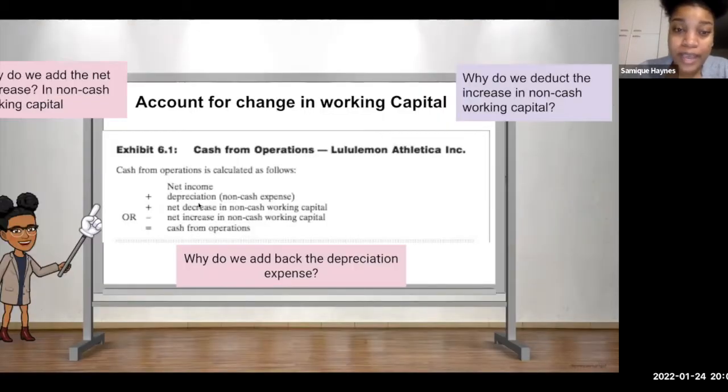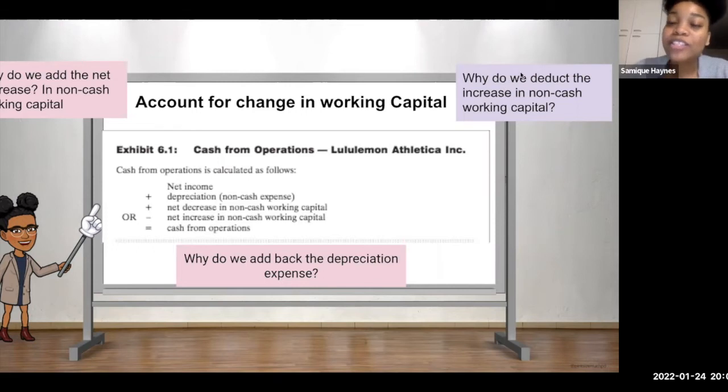All right. So again, net income plus depreciation. Add a net decrease in non-cash working capital. So we know what those are. Deduct a net increase in non-cash working capital. This gives us our cash from operations. Now, again, why do we add back the depreciation expense? Somebody asked me that. I said, well, I'll go back to it. So this is me going back to it.